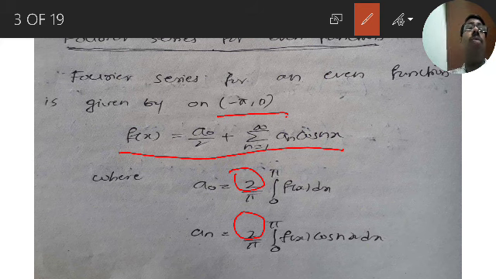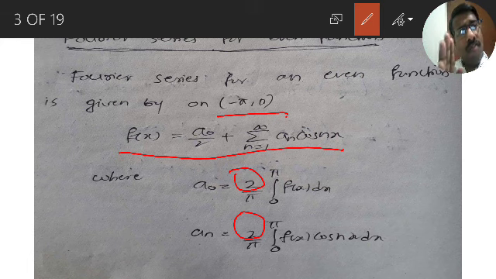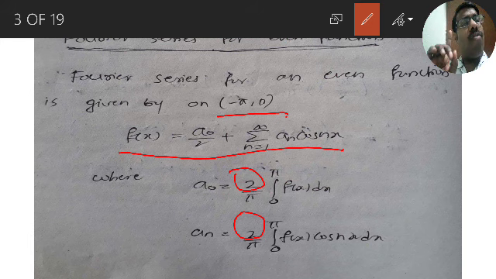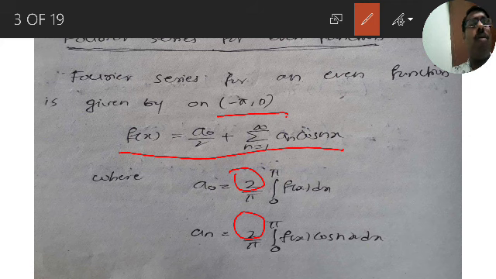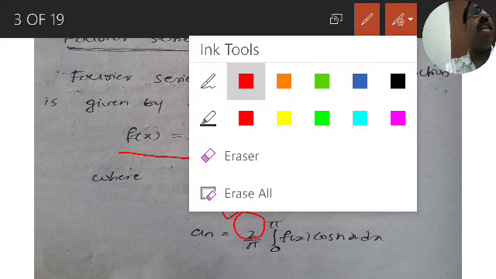So it is reduced to only two terms, a naught and a n values are enough to find; no bn term in an even function. Are you able to get it? In an even function there are no bn terms, only a naught and a n. That's it. There is a slight change in the formula to be noted. You will get 2 by pi. That is enough. This is the Fourier series for an even function.